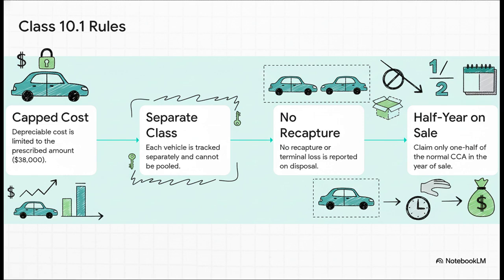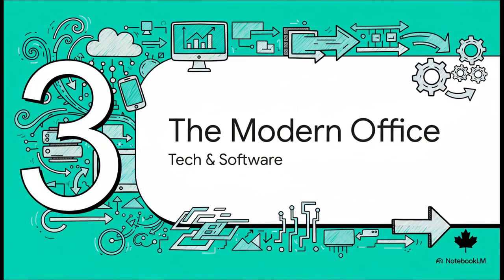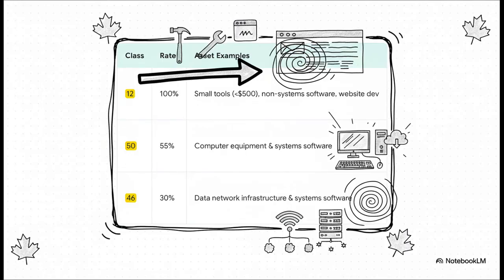In the year you sell the vehicle, you still get to claim half of the normal CCA for that year. Okay, let's shift our focus from the physical assets to the digital ones. The tools that really power a modern business are often in its computers and its networks, and the tax system has definitely evolved to reflect this, offering some very aggressive write-offs. The rates here are designed to be aggressive. It's a clear policy choice to encourage technology adoption.